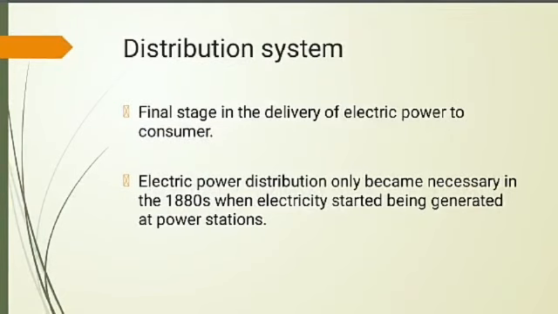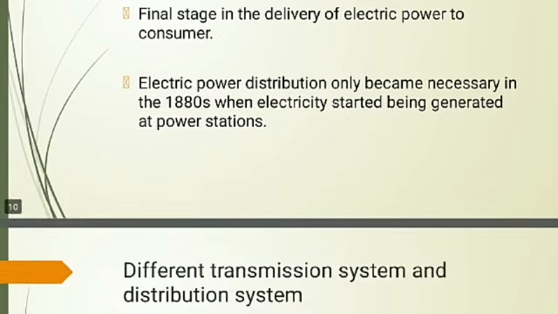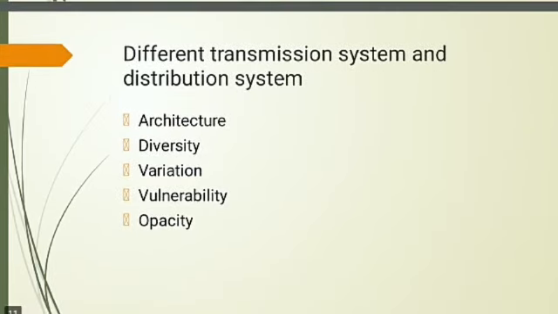Okay, next, distribution system. Distribution system is the final stage in the delivery of electric power to consumer. Electric power distribution only became necessary in the 1880s when electricity started being generated at power station. Different transmission system and distribution system.